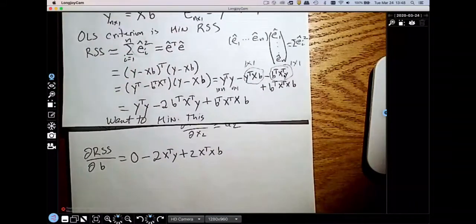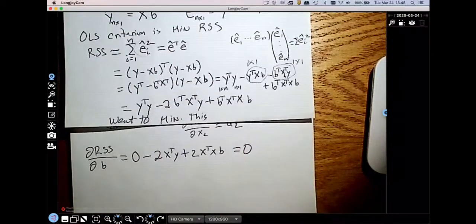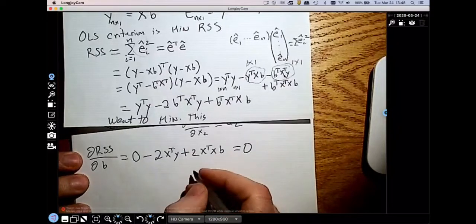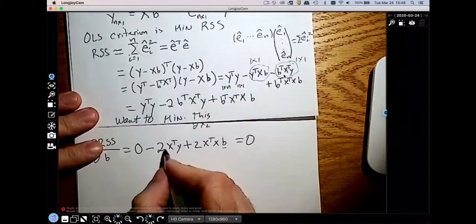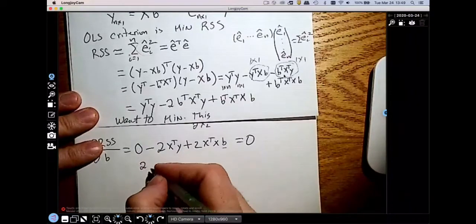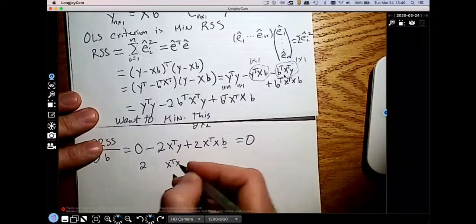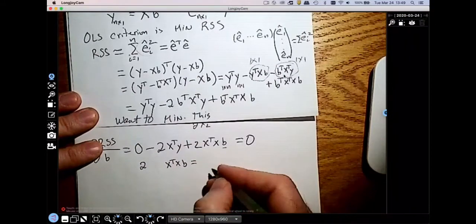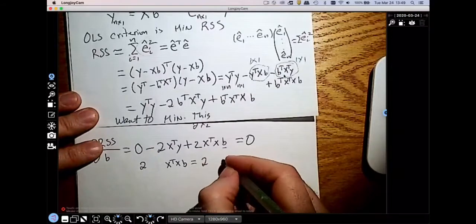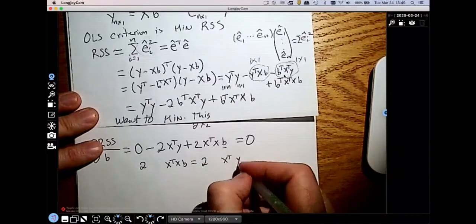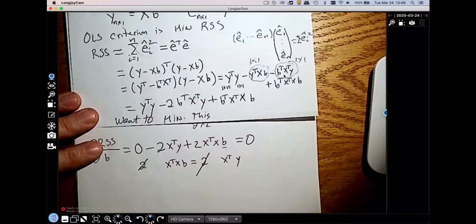So now we've just taken the derivative. I'm going to set this equal to 0 and solve for it. So let's solve for my unknown, which is that b right there. So I'll move this other term to the other side, so 2 x transpose x b has to equal, on the other side, the negative becomes a positive, x transpose times y. Now, I can divide both sides by 2, those cross out.